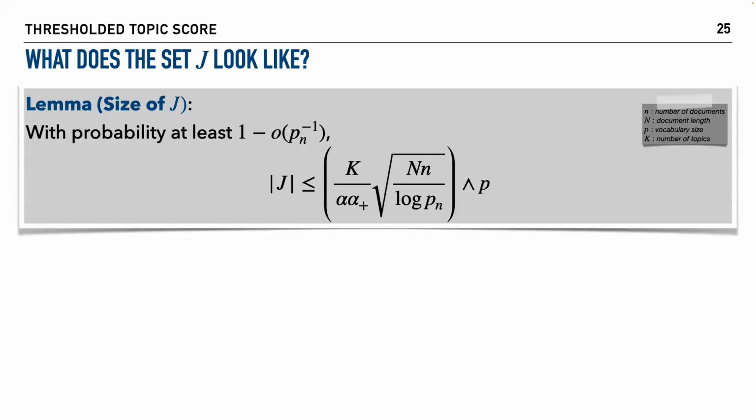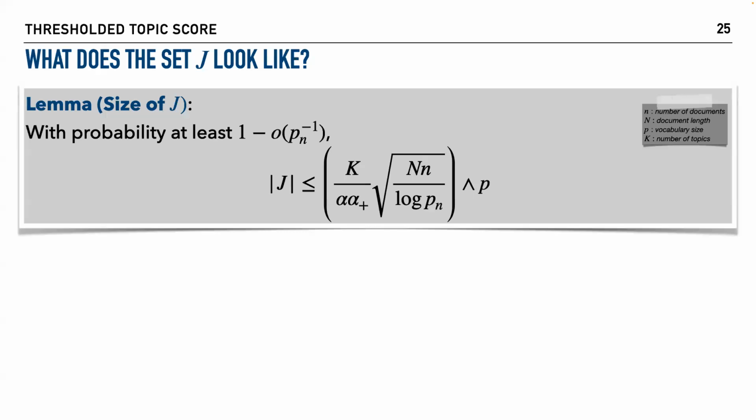So first of all, what does the set J look like? I'm saying that maybe it's more computationally interesting because we're reducing the size of the dictionary, or getting rid of a set of words. And by this, we mean that with high probability, the size of the set J is less than this term here, which looks like something like K times square root of N times capital N divided by log Pn. Of course, the minimum of this or P.